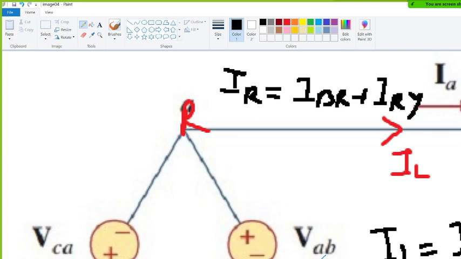Hint: use KCL and KVL. See whether it violates KCL or KVL or not. If it violates, then it is wrong. If it does not violate, it is correct. So is KCL valid? If IL equals I phase, does KCL hold?